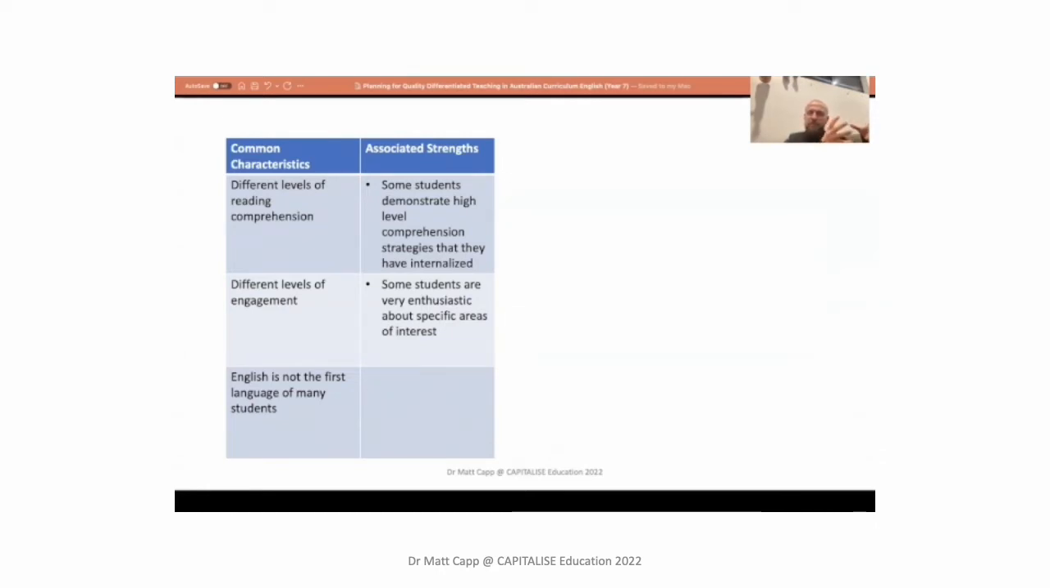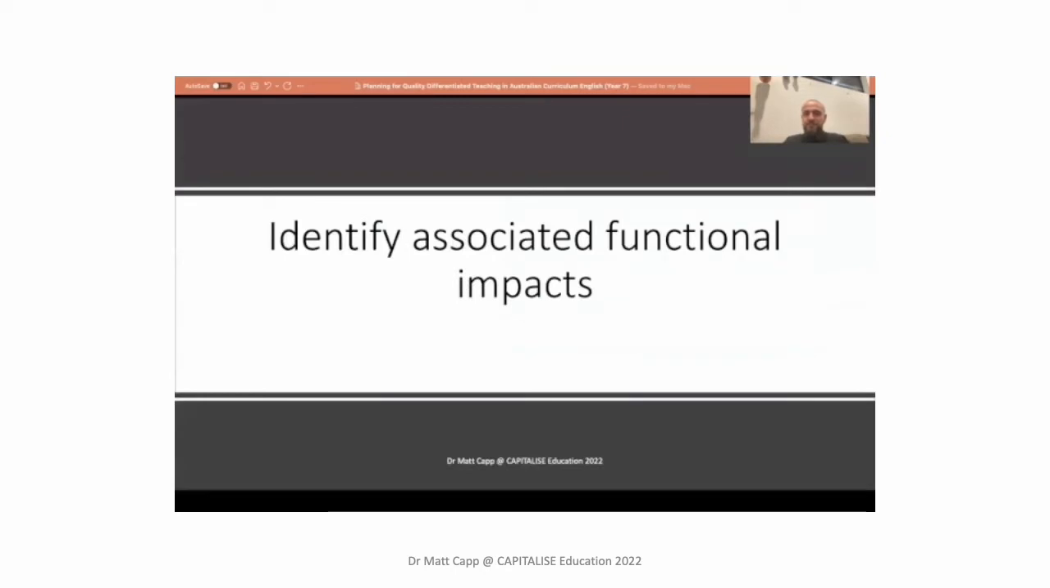So once we've identified those common characteristics and associated strengths, we then need to think about what are the potential functional impacts of those common characteristics.